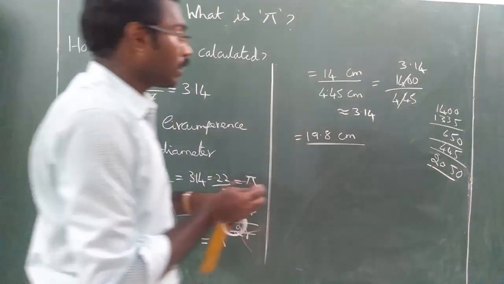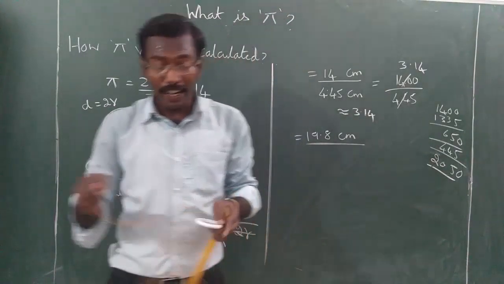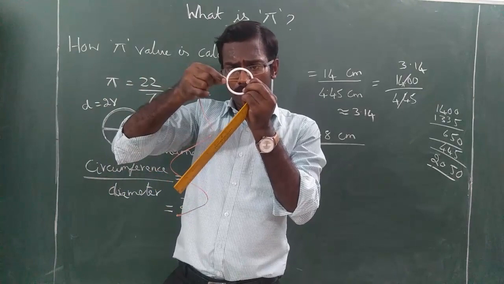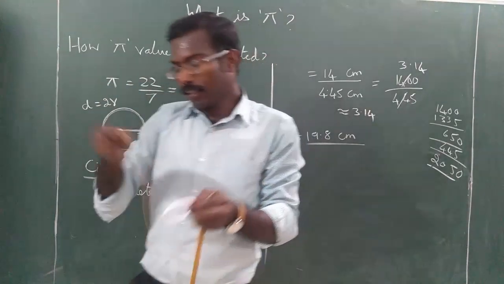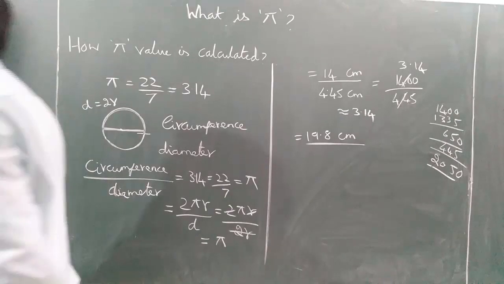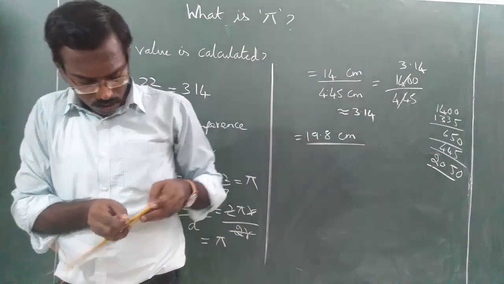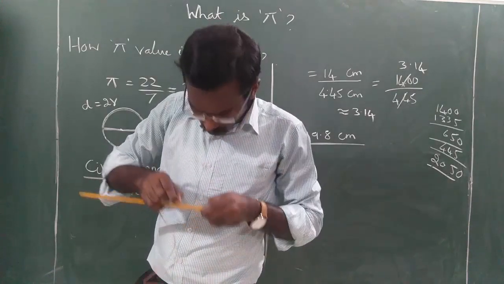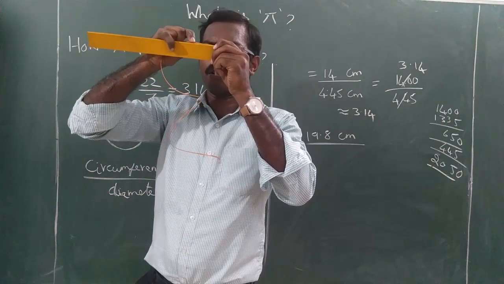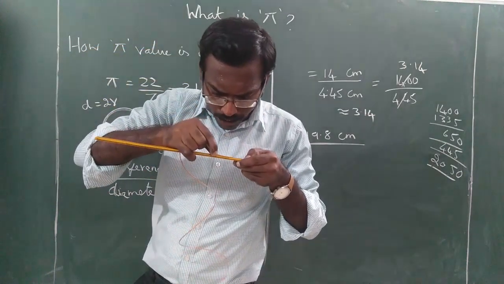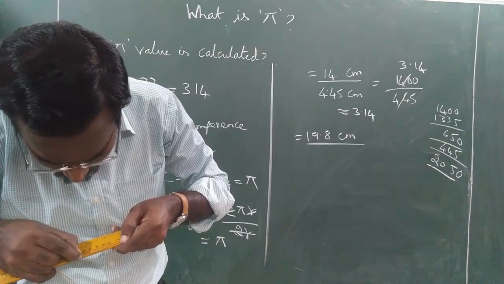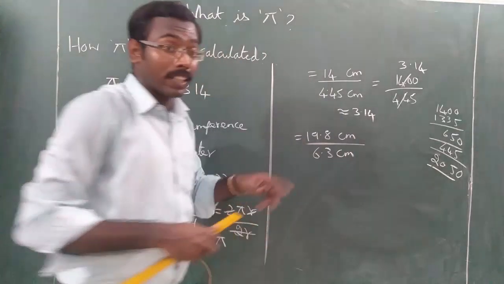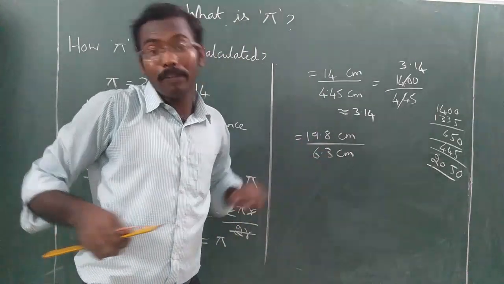Now I am going to measure the diameter. Okay. So the circumference of this bangle is 19.8. Now let us measure the diameter approximately. I am just measuring the outer edge of the circle. So it is approximately 6.3 centimeters. Okay, so circumference is 19.8 and diameter is 6.3.